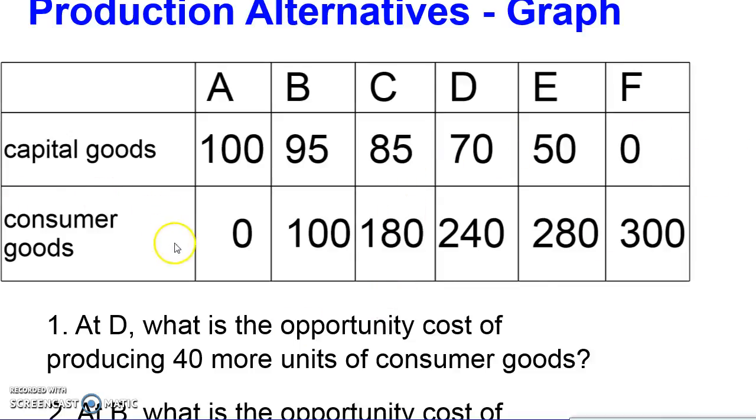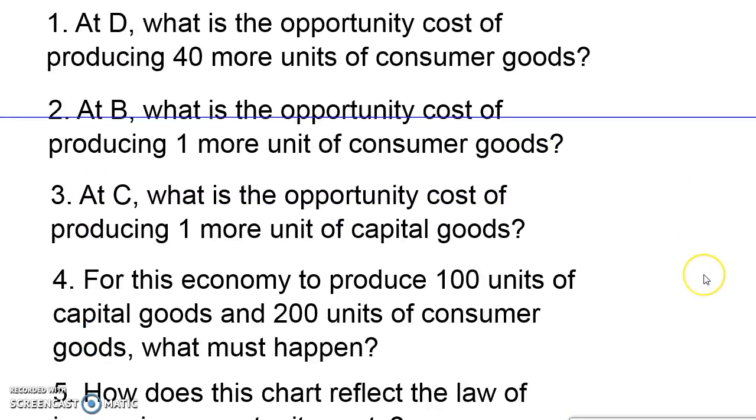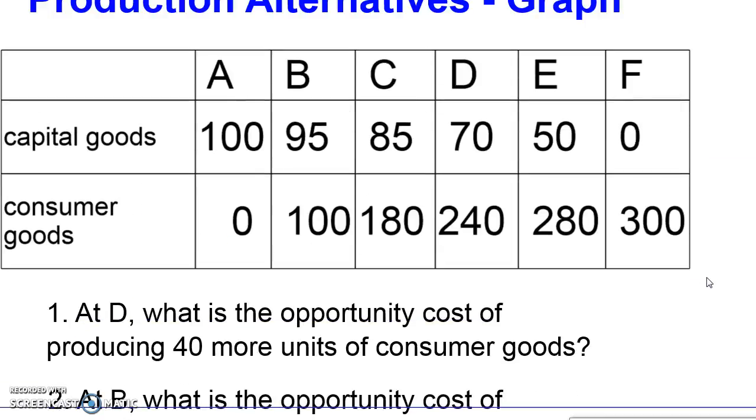If I only found something that helps with consumer goods, only the consumer goods side of the PPF would move out. And of course, this shows the law of increasing opportunity costs in the same way that the pizza and the robots did. Hopefully that helps and made a bit more sense.